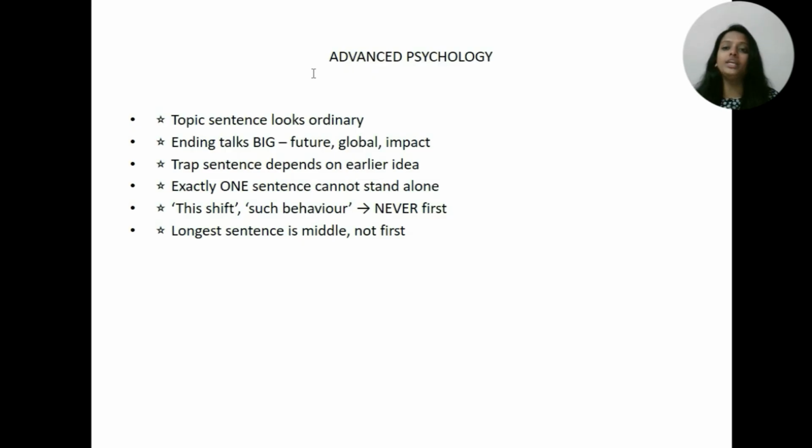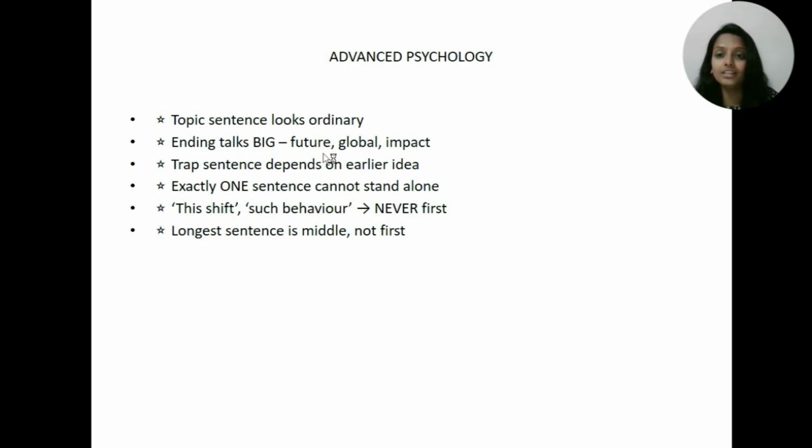And secret three, they create one trap sentence that sounds like an intro but is actually dependent on another idea. Okay, if you see in our example, A looks like an intro but mentions "these micro decisions," right? So that's a trap sentence. And secret four, they ensure exactly one sentence cannot stand alone. Find that and you never pick it first. And the fifth secret, sentences with "this shift" or "such behavior" cannot be the first sentence. Right? Such behavior, this shift, represents something else, referring to another thing. So it cannot be the first sentence.